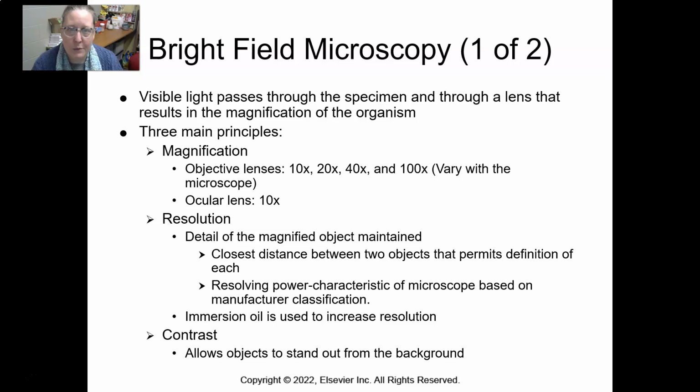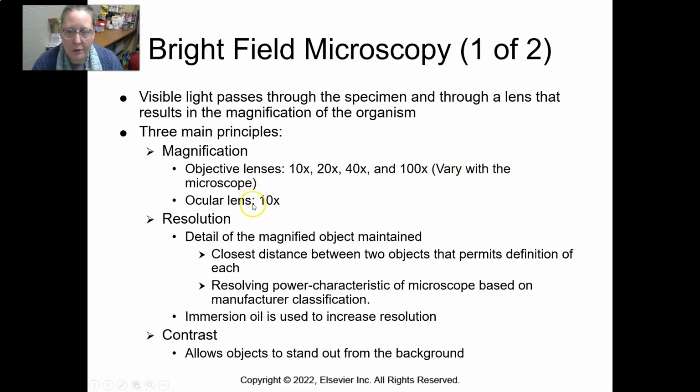There are three main principles to microscopy: the magnification. So the objective lenses used, for example, are listed here: 10x, 20x, 40x, and 100x. I've seen 4x also in our teaching labs. At one of the hospitals that I work, we had a 50x oil immersion, so 50 and 100 were oil immersions. Again, these vary with the microscopes and your needs and within your bench or hospital.